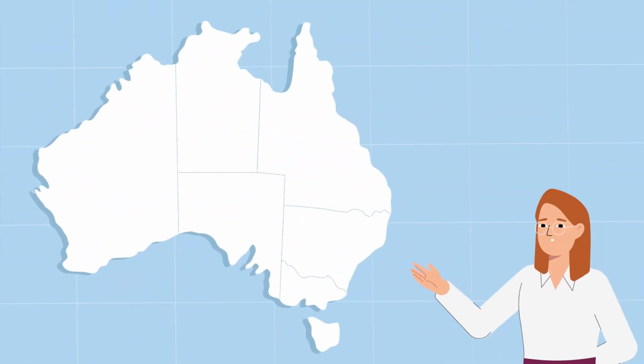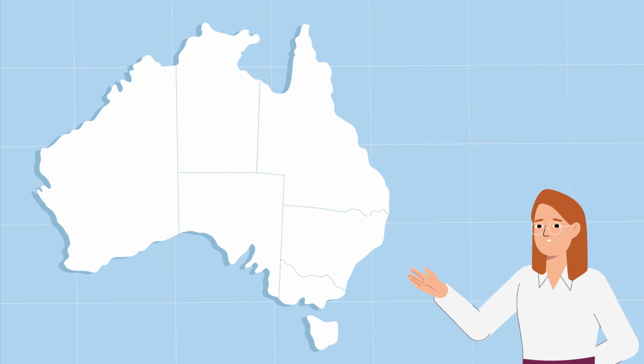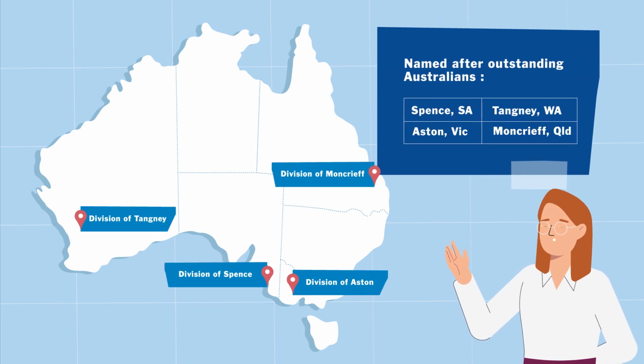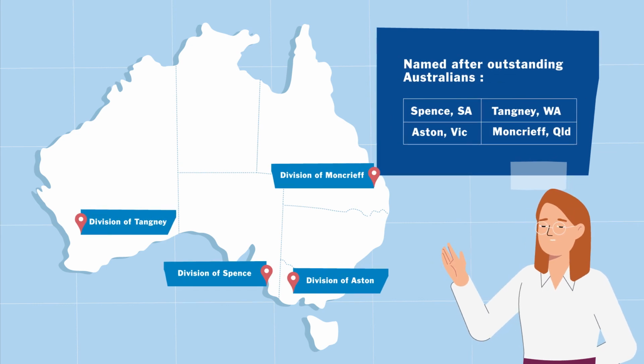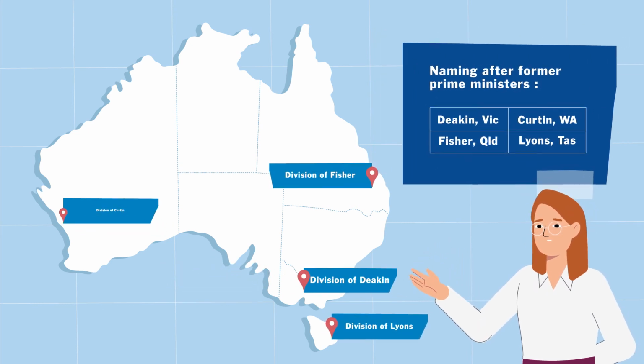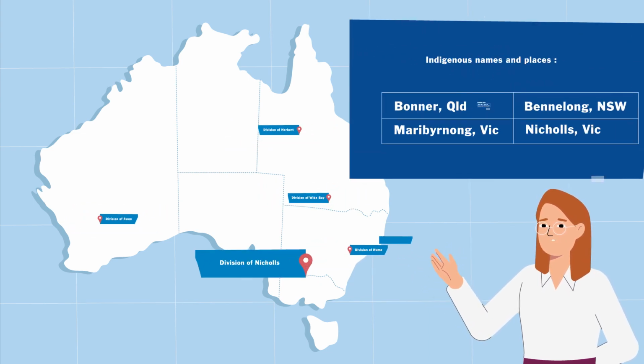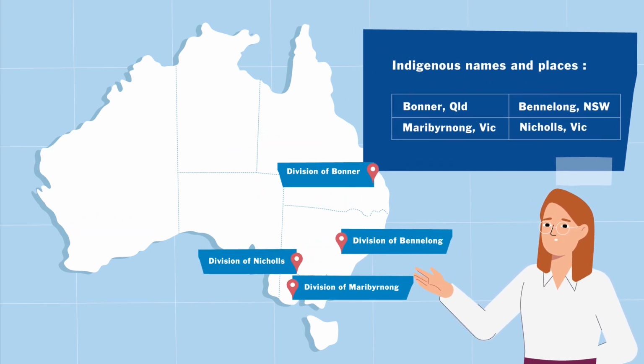A set of guidelines for naming federal electorates in the redistribution process was created to include naming them after deceased Australians who have rendered outstanding service to their country, such as former Prime Ministers, original electorate names from Federation, and names of Indigenous leaders and Indigenous places.